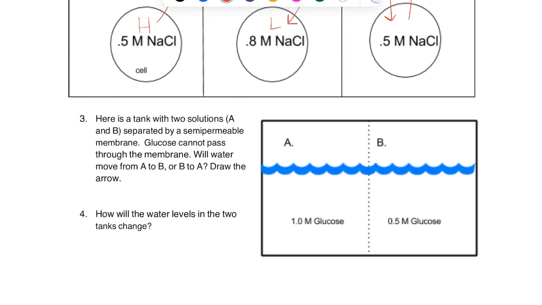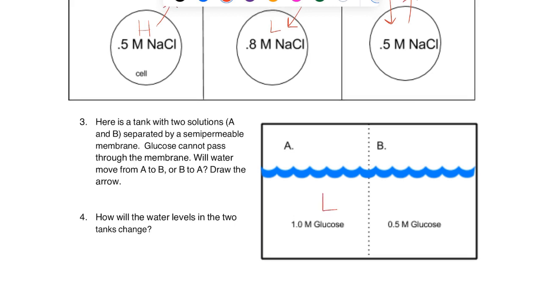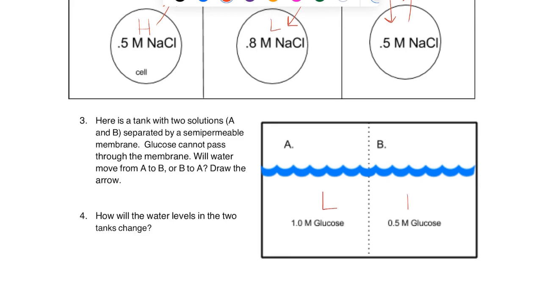Example 3. It says, here's a tank with 2 solutions, A and B, that are separated by a semi-permeable membrane, just like a cell membrane. It says glucose cannot pass through the membrane. So will water move from A to B or B to A? And draw the arrow. Here in A, we have a 1 molar glucose solution, and in B, we have a 0.5 molar glucose solution. So the 1 molar is high solute and therefore low water. The 0.5 is our low solute, therefore high concentration of water. So water would move from B to A. If water is moving, how does this change the water level? This would make the water level in A rise and the water level in B go down. So we could write that A would go up, B would go down.